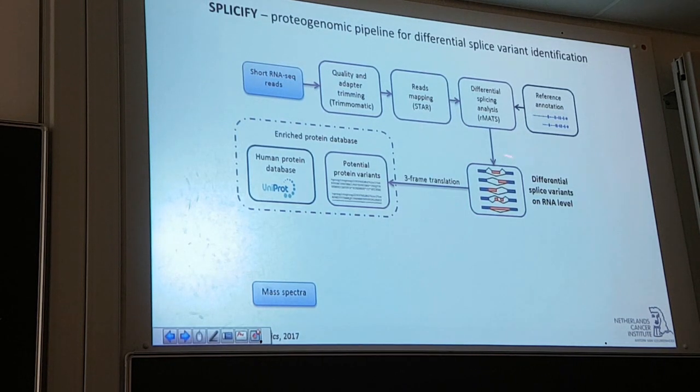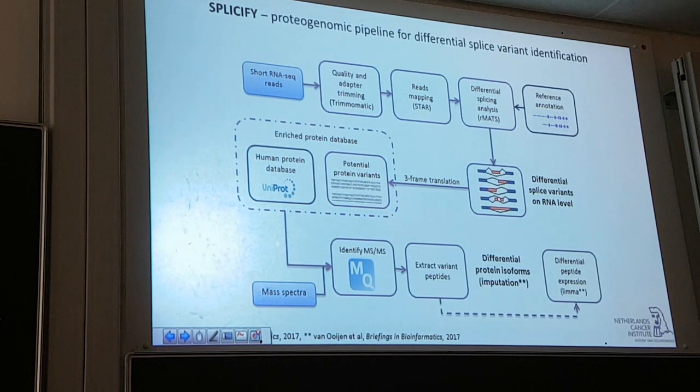And then we do three-frame translation, so completely theoretical, of what amino acids we would get from this nucleotide sequence. We get a database of potential protein variants that we enrich with the human protein database from UniProt. Then we use this database for mass spectra identification to extract our variant peptides, so isoform-specific peptides, and then we do differential peptide analysis to confirm the quantitative difference from RNA level on protein level.